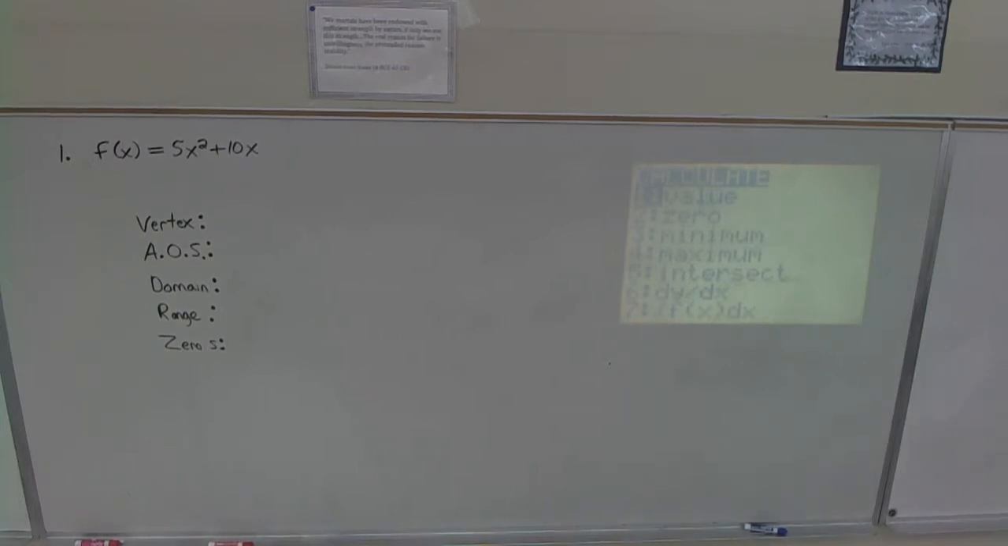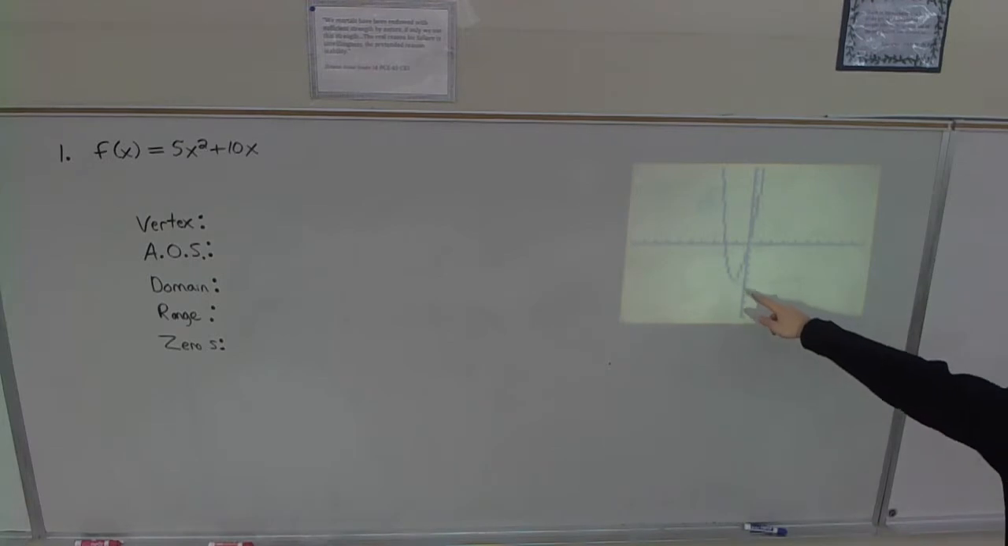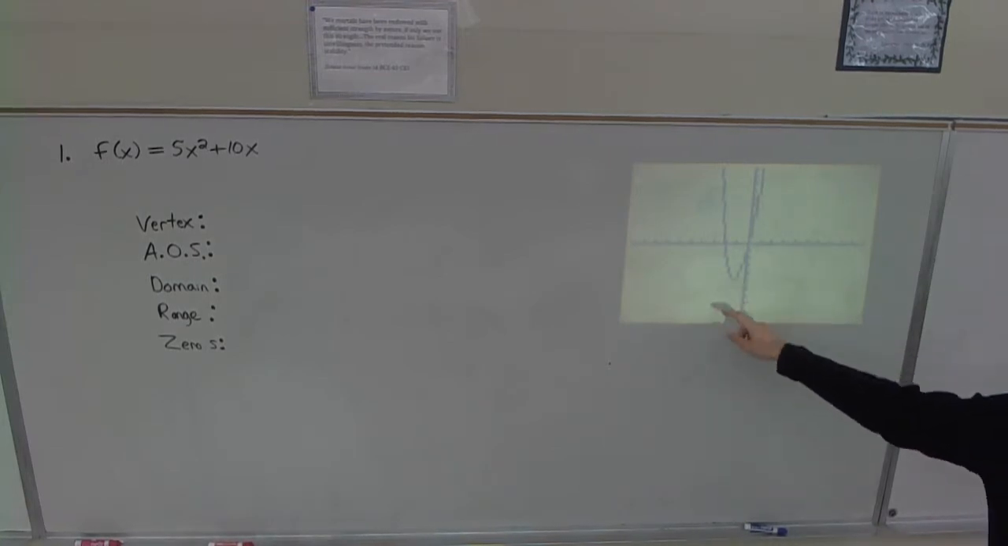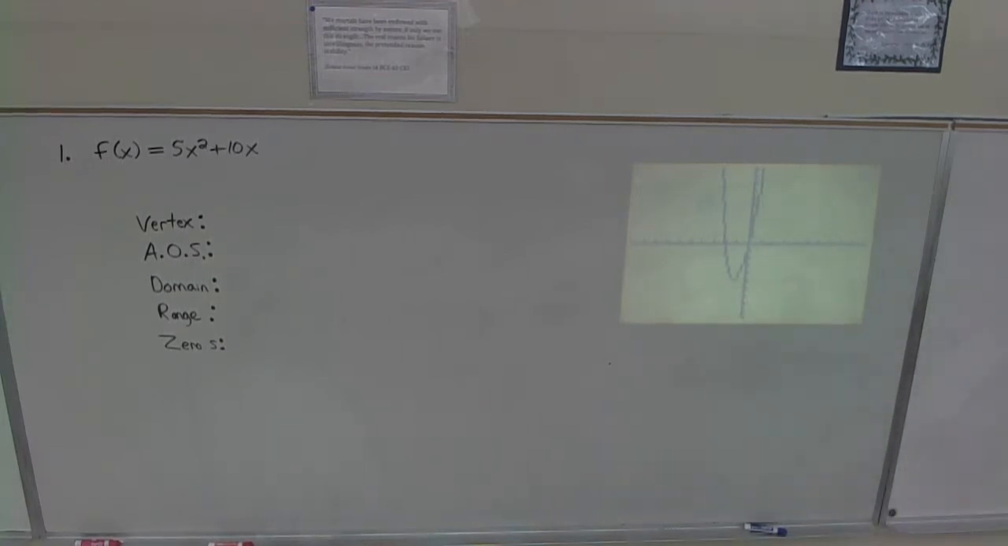Minimum. Because if you think about it, isn't this the minimum point on the curve? Yeah. So some parabolas have a minimum. Some of them have a maximum. It depends which way they're facing. So we're going to go second calculate minimum. And then it says, you guys see on the bottom left, it says left bound. So you need to go down by where the minimum is, scroll over with your scroll keys, and go on the left of it, something like that. Doesn't matter exactly where. And press enter.